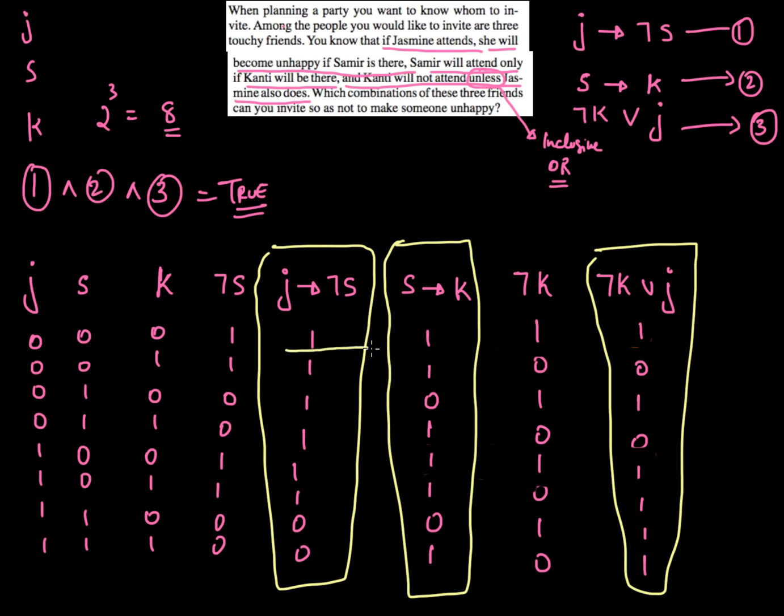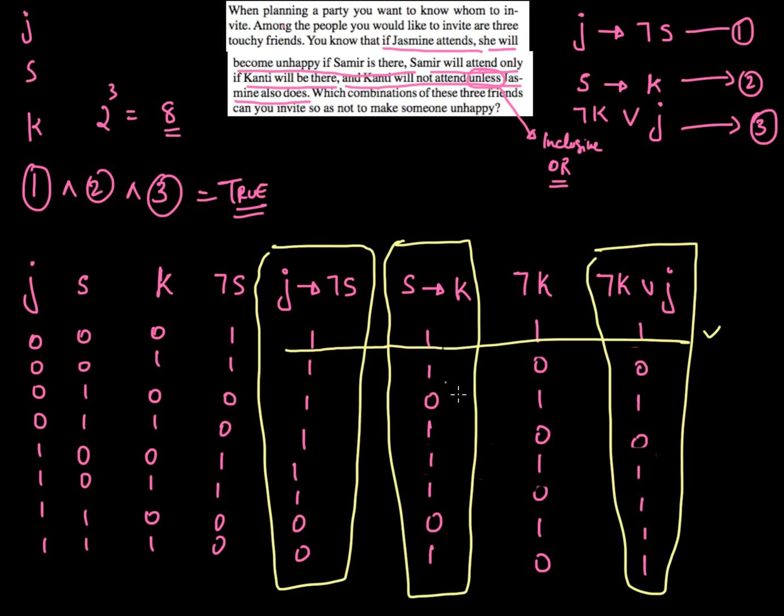So the first row over here, I've got a 1 here, and I've got a 1 over here, which means don't invite Jasmine, don't invite Samir, and don't invite Kanti. And that makes sense, because if I don't invite any of the three, none of them will be unhappy, right? But my party is going to be boring if nobody comes to my party. So this is a valid assignment, but I'm going to choose one where I can invite at least one person, or possibly more than one person, to my party. So this could be one assignment over here.